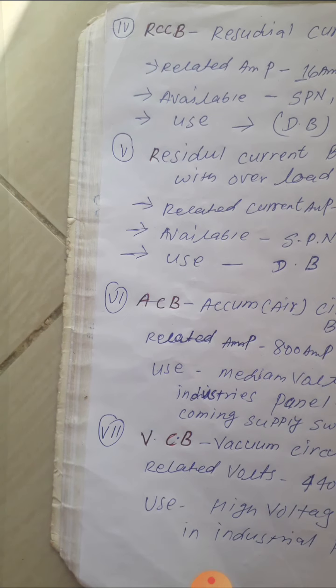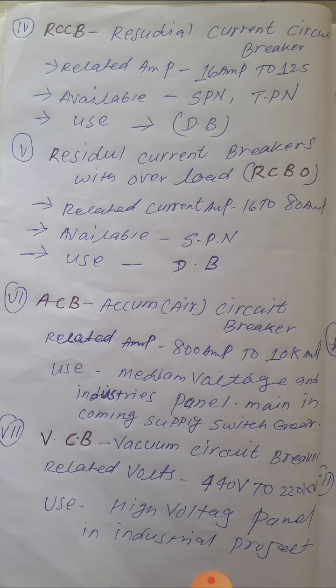And RCCB, residual current circuit breaker. Related amps 16 amps to 125 amps. ELCB and RCCB do the same work. ELCB is the old model and RCCB is the updated model. Nowadays RCCB is what is available; before, we used ELCB.